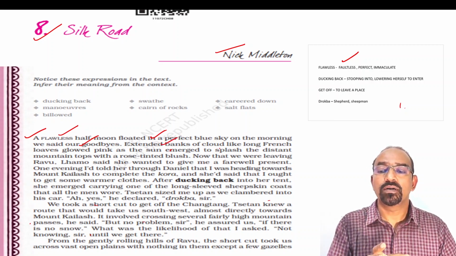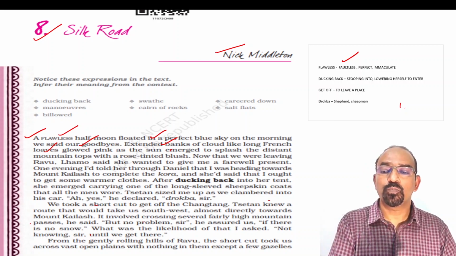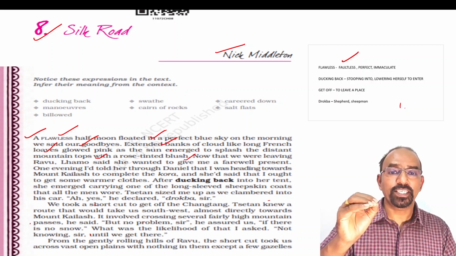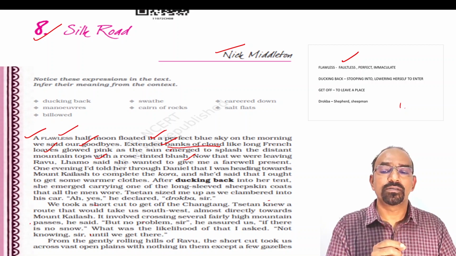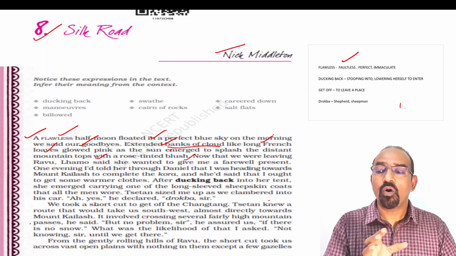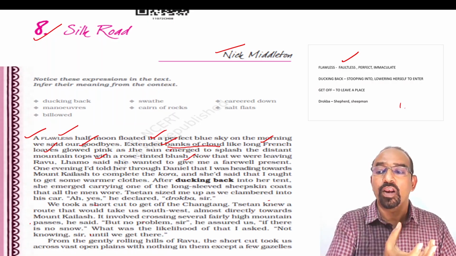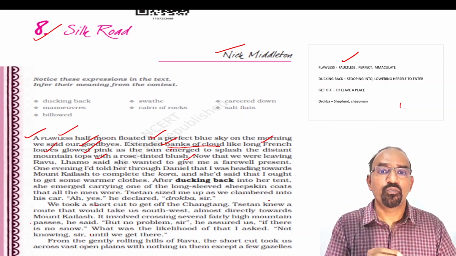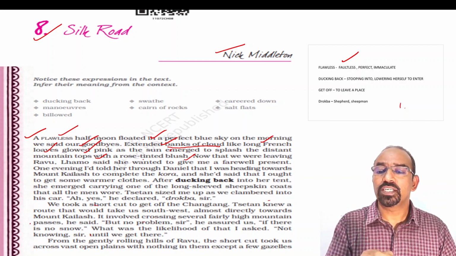"Extended banks of cloud like long French laws glowed pink as the sun emerged to splash the distant mountain tops with rose-tinted blush." Middleton further explained the beauty of the morning. He noticed the bank of clouds. They looked like long French lawns, arranged in such a manner. They shone pink with the sunlight. The sun emerged to splash the distant mountain tops with a rose-tinted blush.